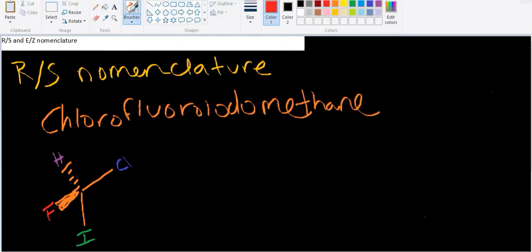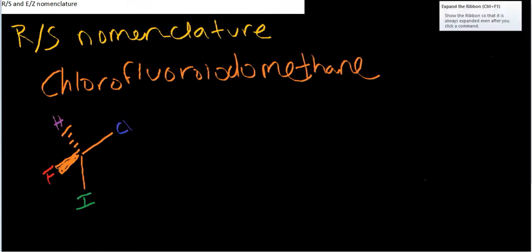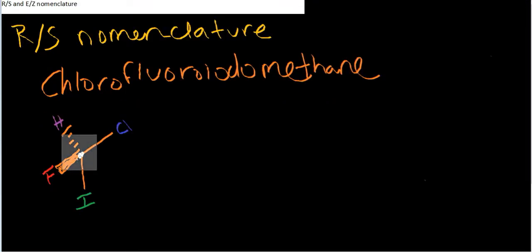Alright, so now what do we do? We locate our chirality center. Here we only have one, which is right here. Right? You have a carbon attached to 4 different elements. So now what you would want to do is assign priority numbers based off of atomic number. So we know our iodine would be number 1, our chlorine would be number 2, fluorine would be number 3, and hydrogen would be number 4.